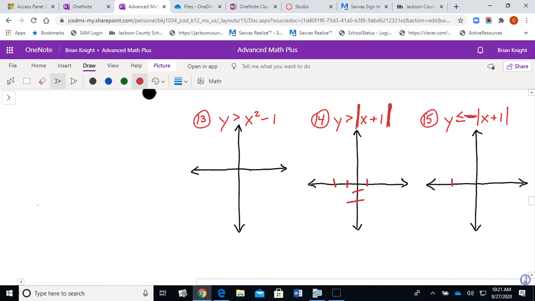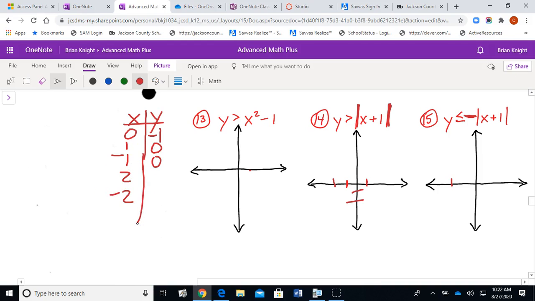I do not mind if you use your calculator to help you, but make sure you give me the tables, okay? A quick little table, and then we'll graph it. What would be my first x on 13? 0. And we would get -1, and then we pick a point on either side. So 1 and -1 would give you 0 and 0. If you wanted to do a couple more points, you can. You don't have to. 2 squared minus 1 is 3. -2 squared minus 1 is also 3. And then you just start the graph.